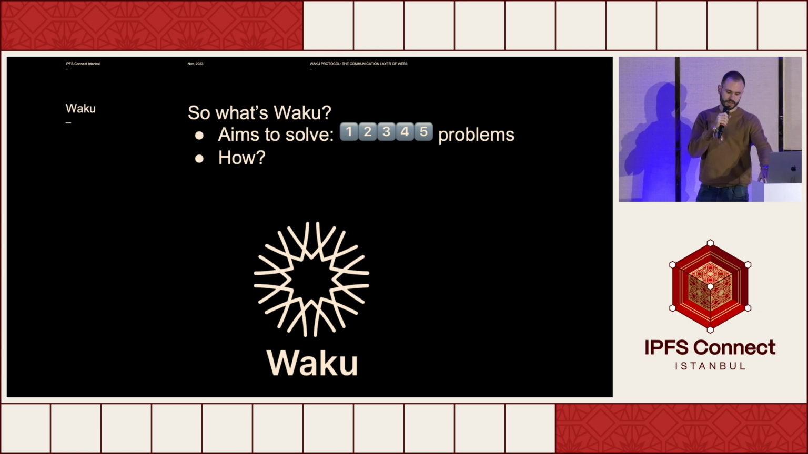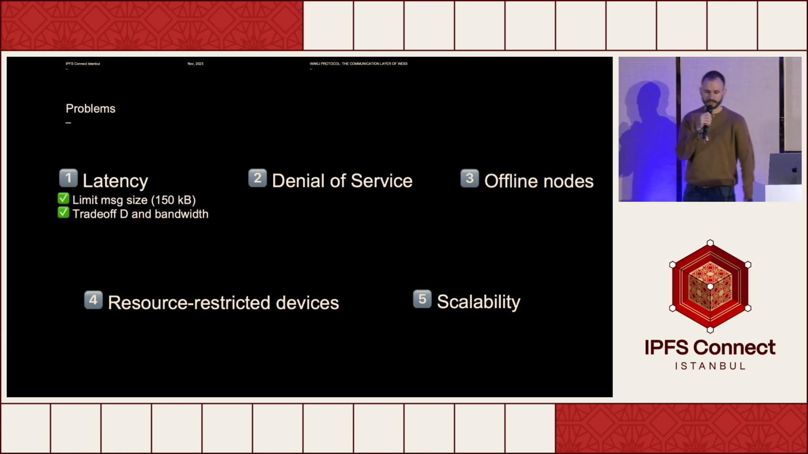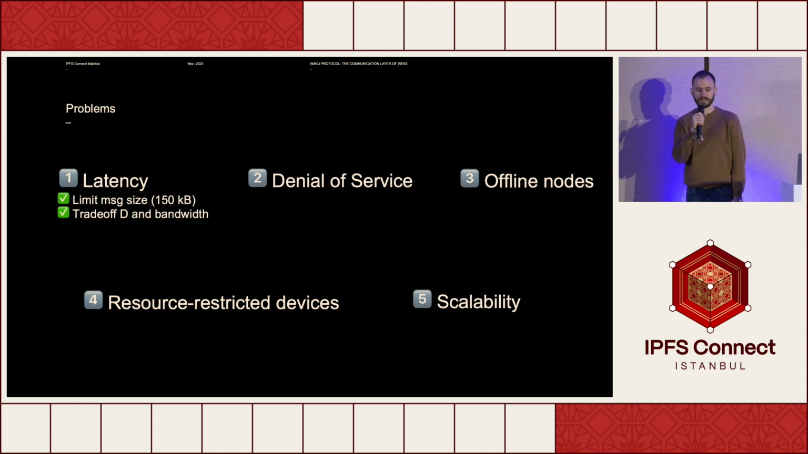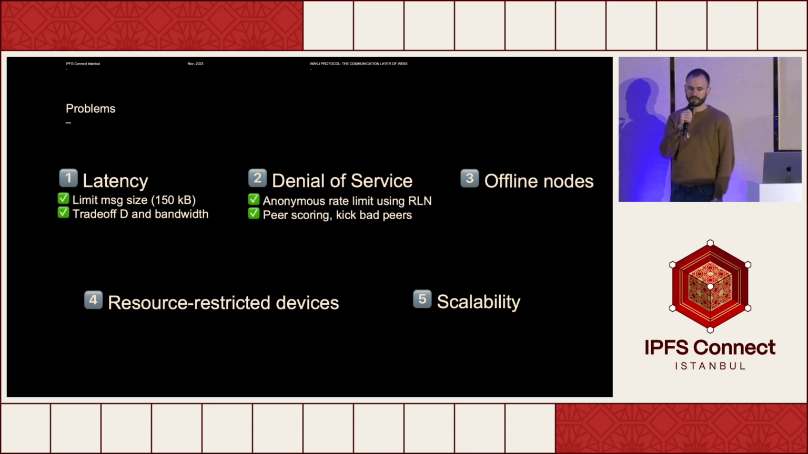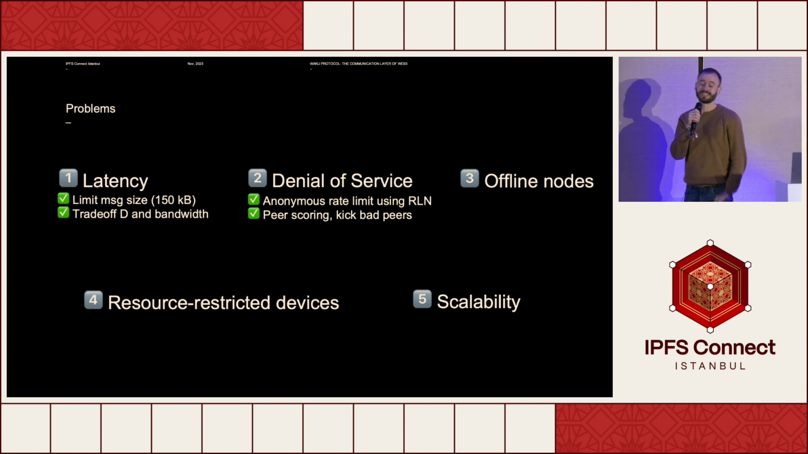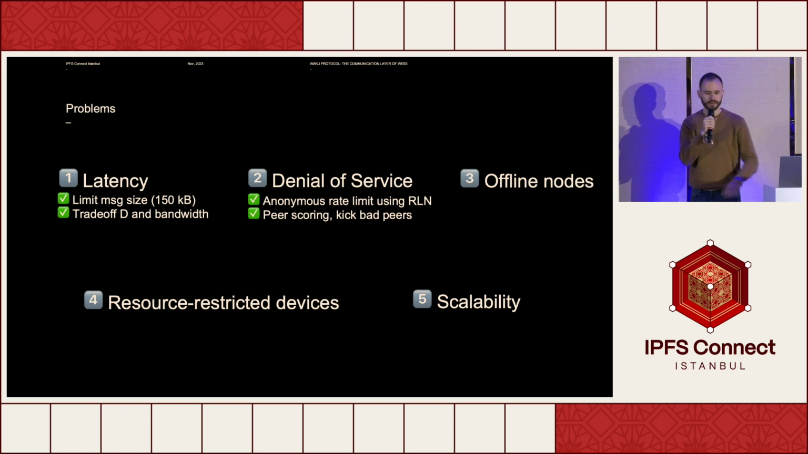But how? So first of all, we have latency, right? We solve it by limiting the message size. We also have found a trade-off that we believe is the best one between D and the bandwidth. For denial of service, we are using a decentralized rate limiting protocol called RLN, which stands for rate limiting nullifiers, and is based on zero knowledge proofs. And we also have some peer scoring that will kick a bad peer.